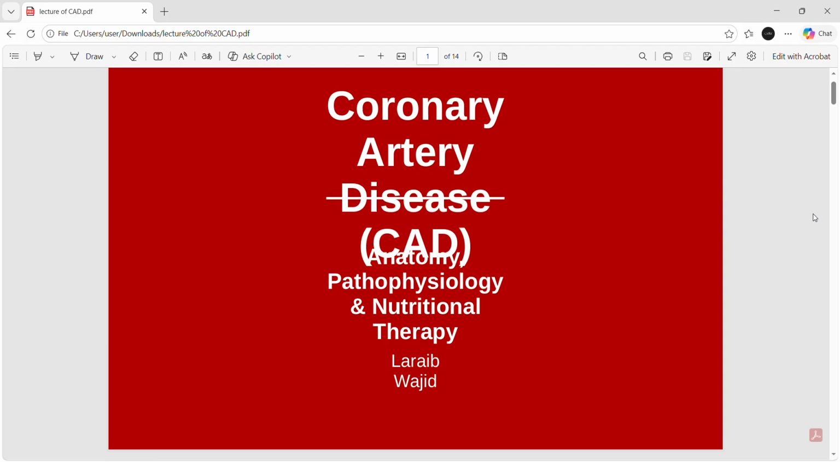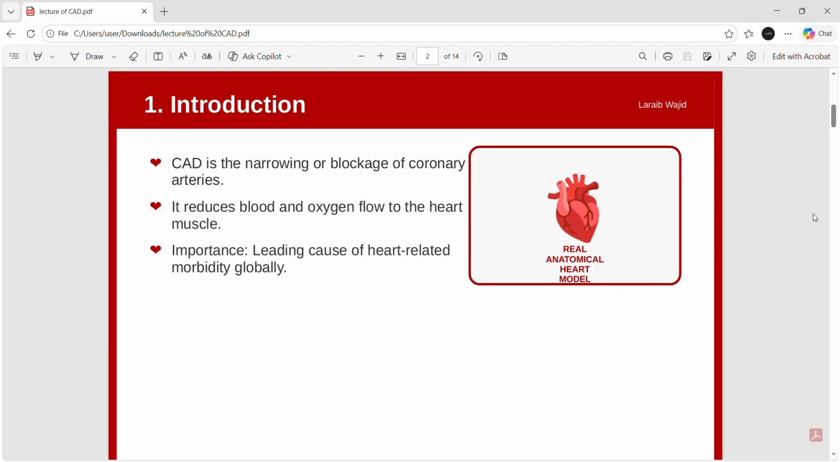So today's lecture is about coronary artery disease, which is also called CAD. So let's start from the slides. So basically it is a condition where the coronary arteries become narrowed or blocked. It reduces the blood flow and also oxygen flow to the heart muscles. Because of this, heart muscle does not get enough blood and oxygen. It is also the main leading cause of heart disease worldwide.